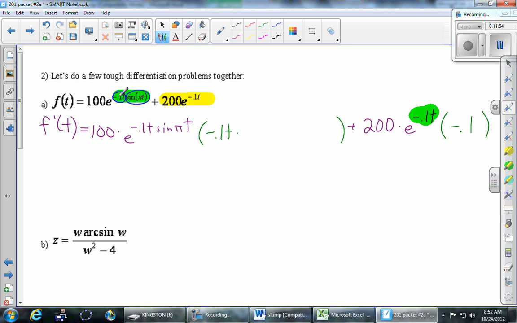Sine of pi t. What rule is that? Sine of pi t is not in the chart. It's not in the basic chart. It's the chain rule. It's sine of stuff. Right? Sine of pi t is sine of some stuff. So what's the derivative of sine of stuff? It's cosine of that stuff. So we go cosine of pi t times, and then we're looking at the derivative of the stuff, different stuff than before. That thing right there. What's the derivative of pi times t? It's pi.